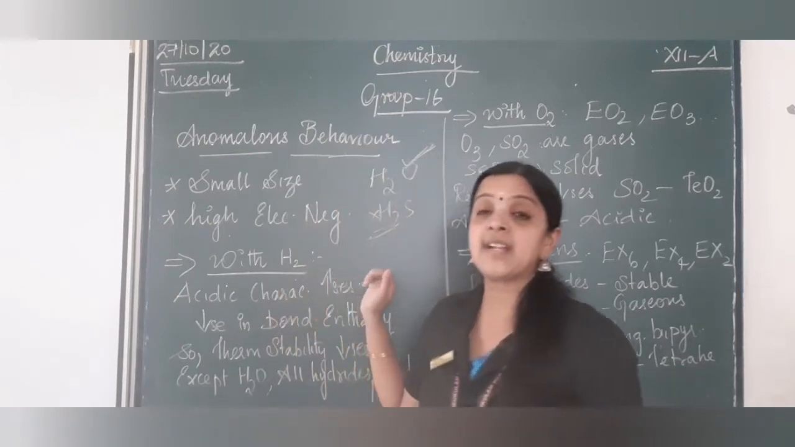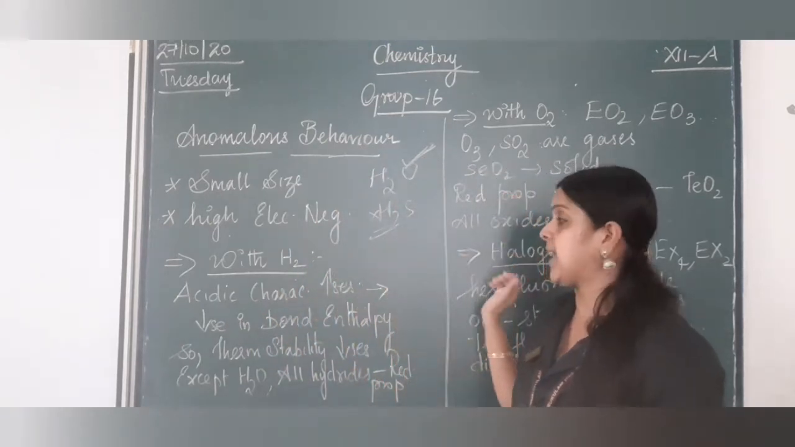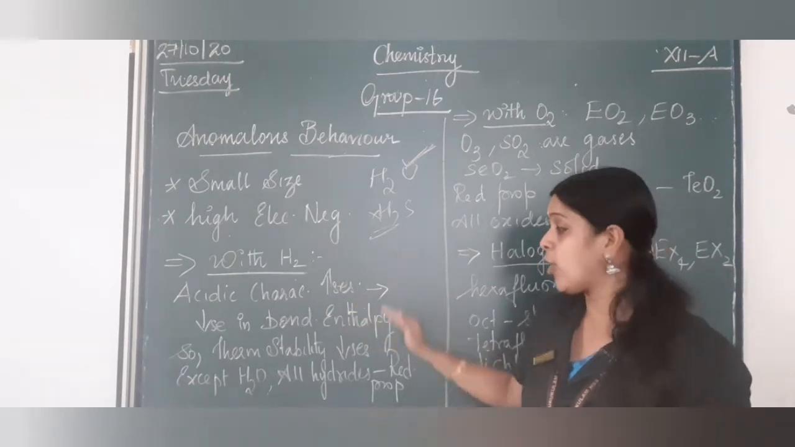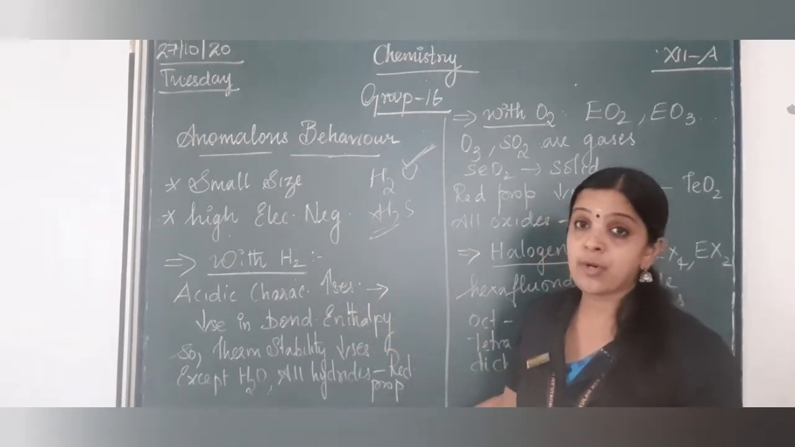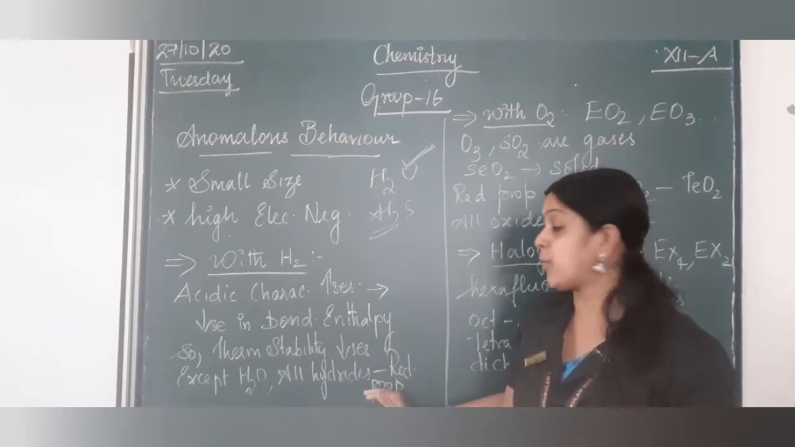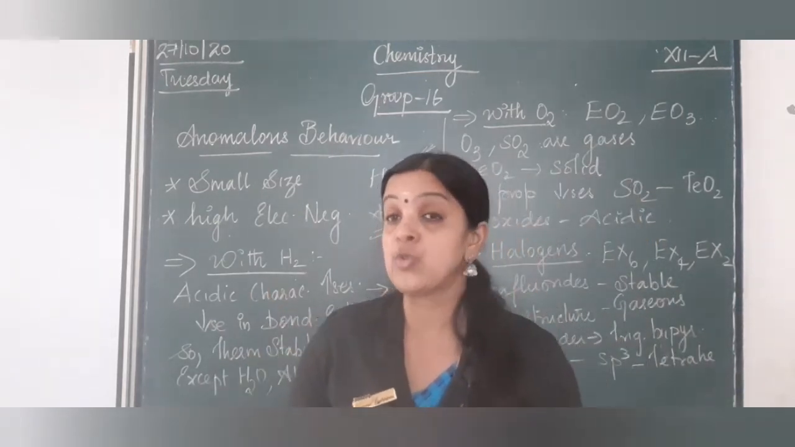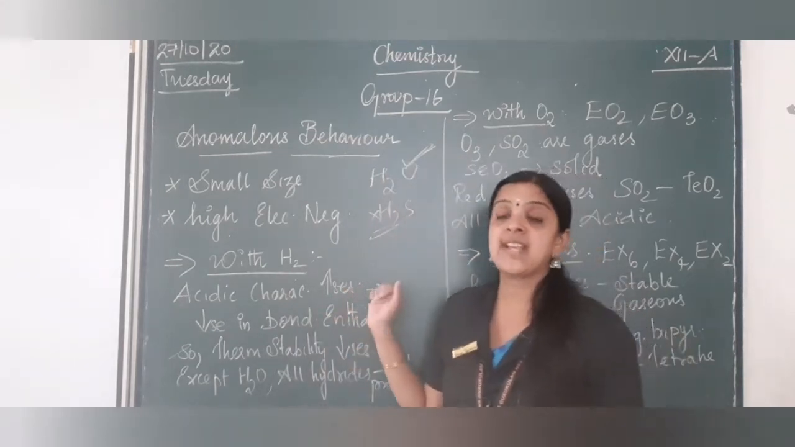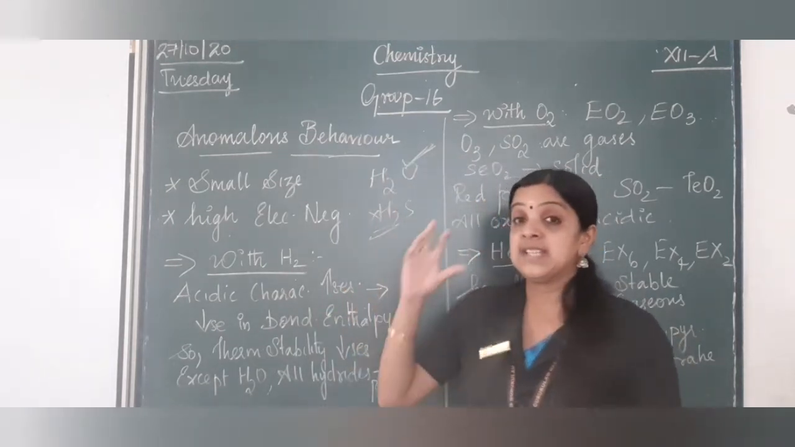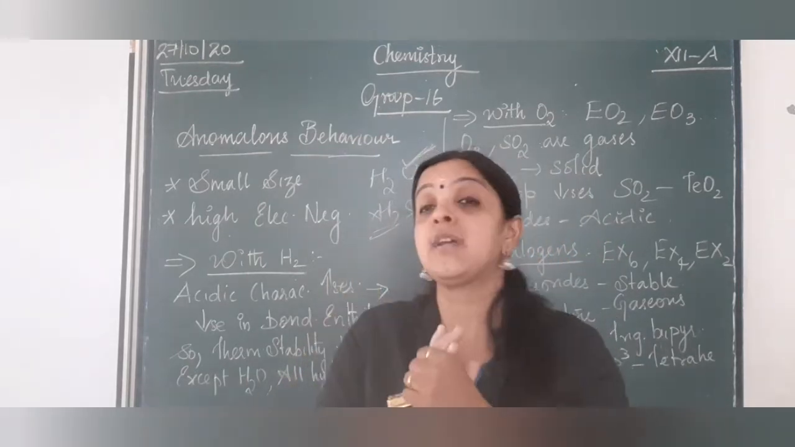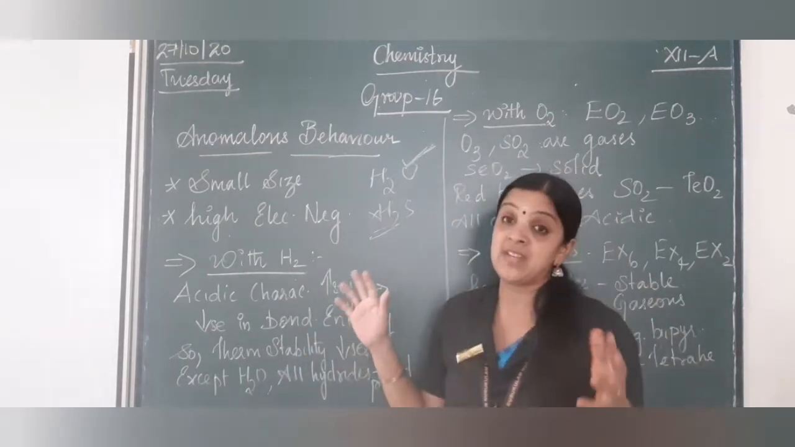If you see the reactivity with hydrogen, oxygen and halogens, with hydrogen they form hydrides. Not all the hydrides have the oxidizing property; except water, all the hydrides have reducing property. And they have an acidic character because their bond enthalpy is very low, meaning the energy required to break the bond or make the bond is very, very less.